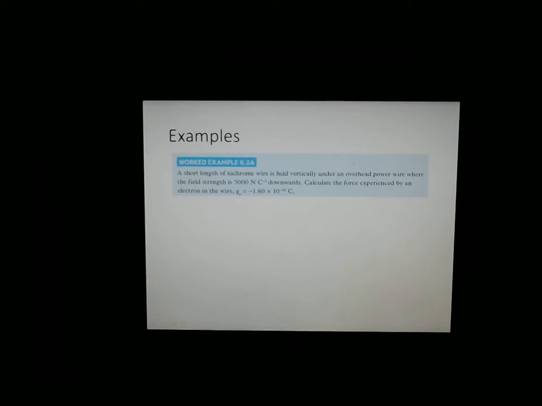Just move this out of the way. And I will turn on my light. Apologies for that as the correction kicks in. Okay.